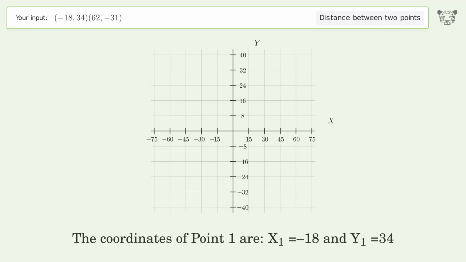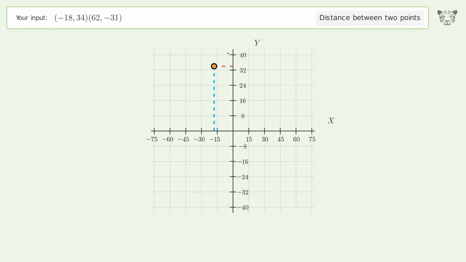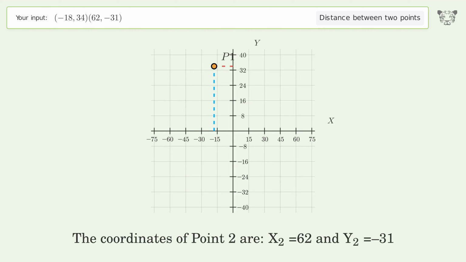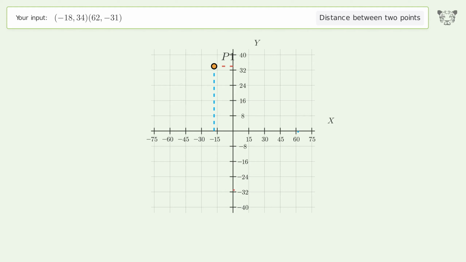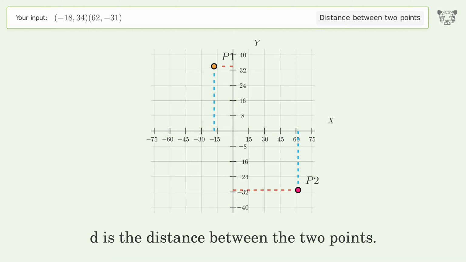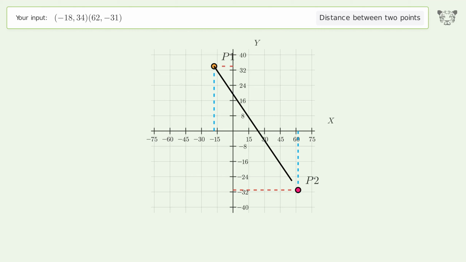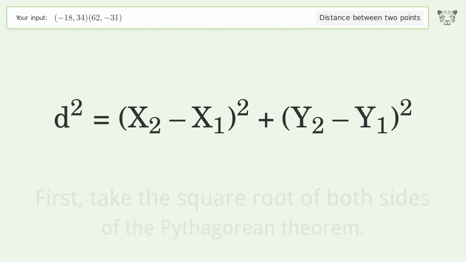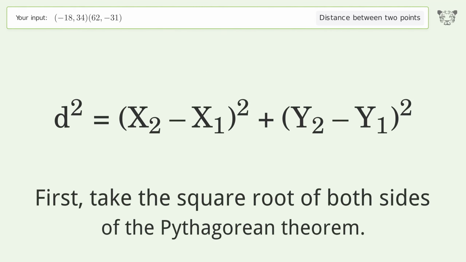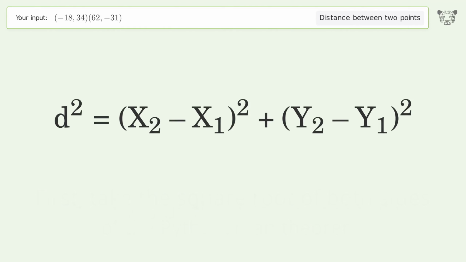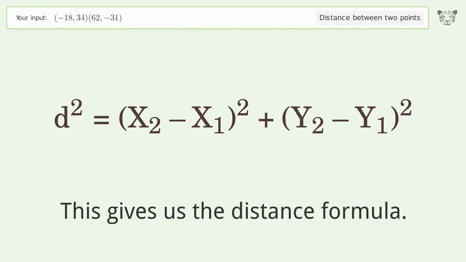The coordinates of point 1 are x1 equals -18 and y1 equals 34. The coordinates of point 2 are x2 equals 62 and y2 equals -31. D is the distance between the 2 points. First, take the square root of both sides of the Pythagorean theorem. This gives us the distance formula.